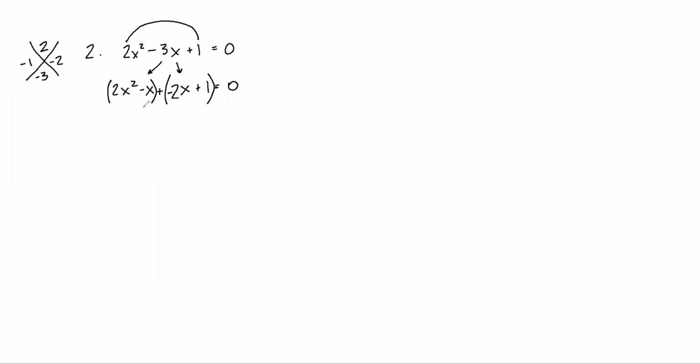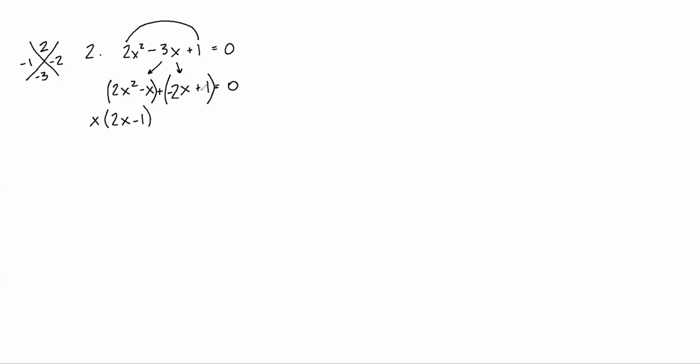Okay, now let's go ahead and factor out from each. So if we factor out from this first group here, we can take out an x. So we're left with a 2x. And then don't forget this one, minus 1. You can always double check by distributing again.